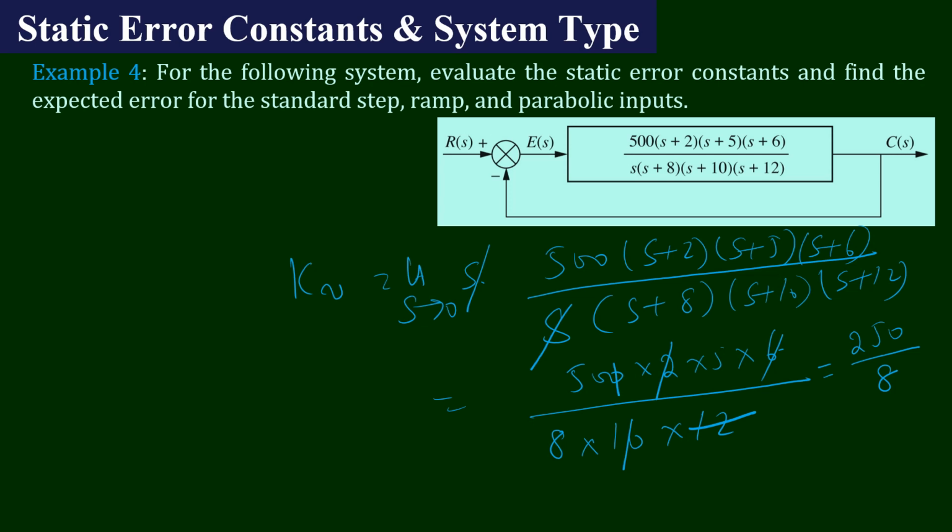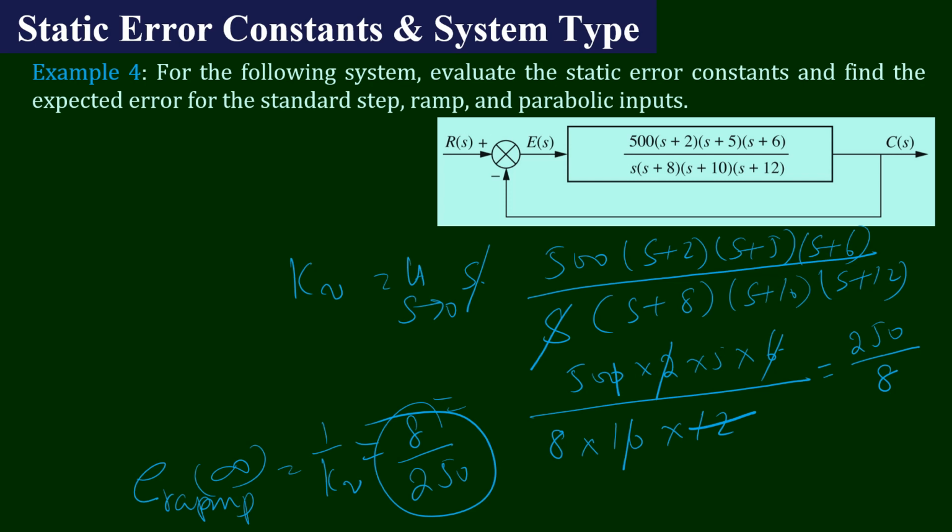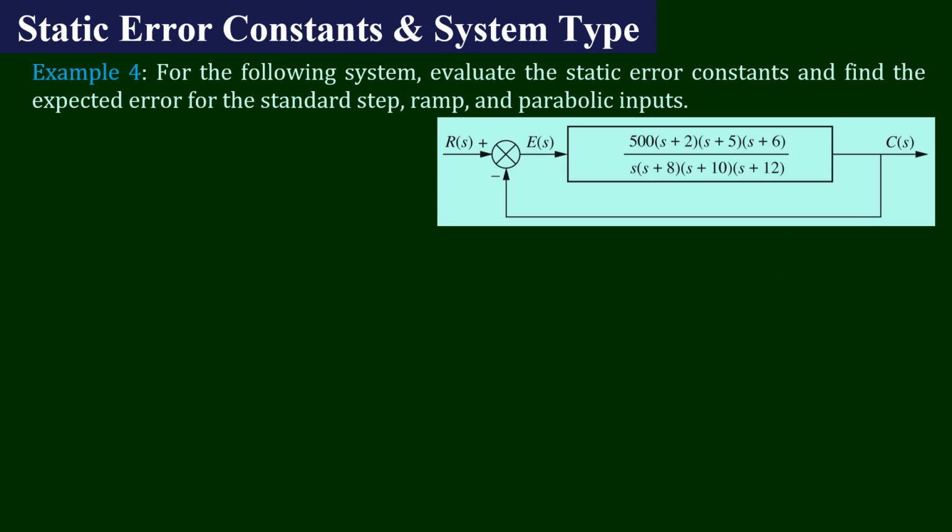And if someone asks what will be the ramp error, because the ramp error we now have to look at, e ramp(infinity) is equal to 1 over Kv. So definitely this will be 8 divided by 250. This is how we can find it. So the type 1 version of the system is somehow like this.